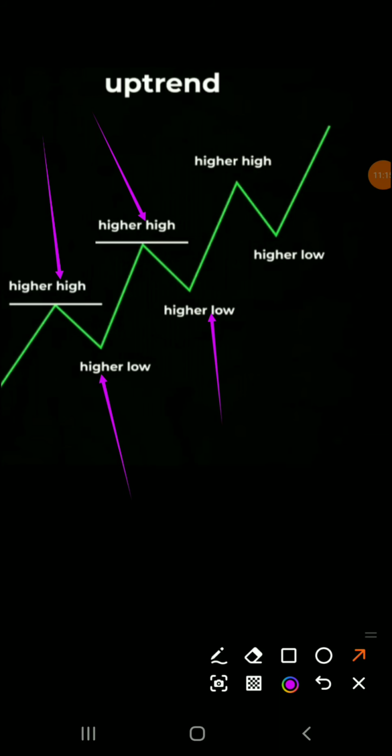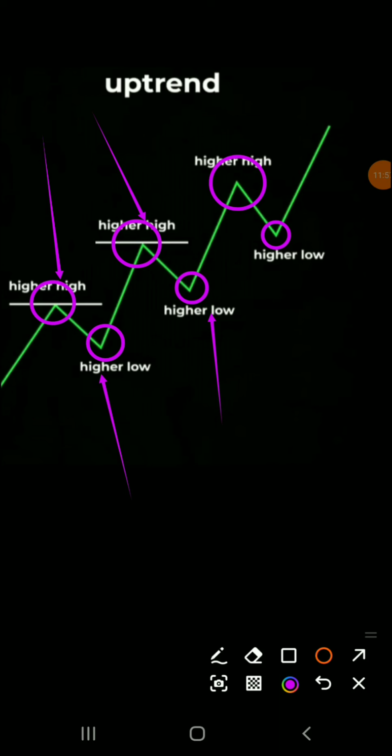So when you hear higher high and higher low, it simply means that the previous high is not as high as the new high. So in an uptrend, the previous high is not as high as the new high, and the newer high that's going to form is going to be higher than the previous high. Also, the previous low is not going to be as high as the new low. So it keeps getting higher as the trend progresses. That's just what higher highs and higher lows actually mean.